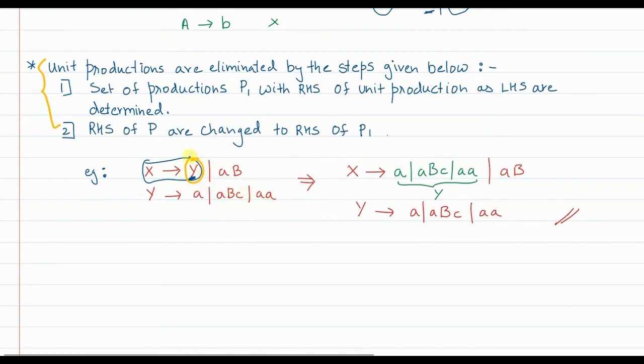So in order to eliminate this single Y, I replace it with the right hand side of the Y production. You see here, Y has been replaced with the actual right hand side value of the Y production, the full part, that is a or a b c or a a. This is how Y is replaced with the right hand side of the Y production, and once you do that, you will no longer have unit productions in your set of productions.